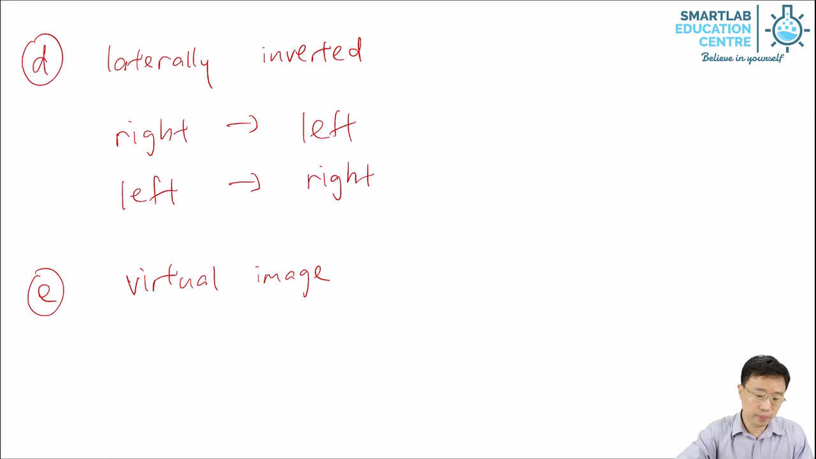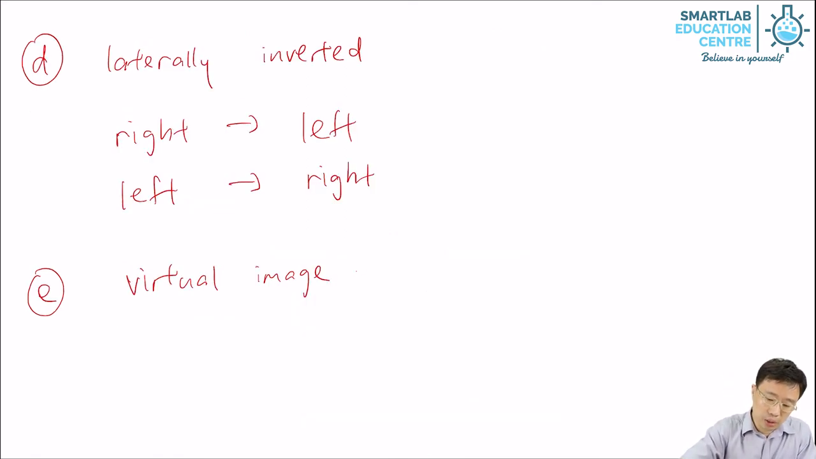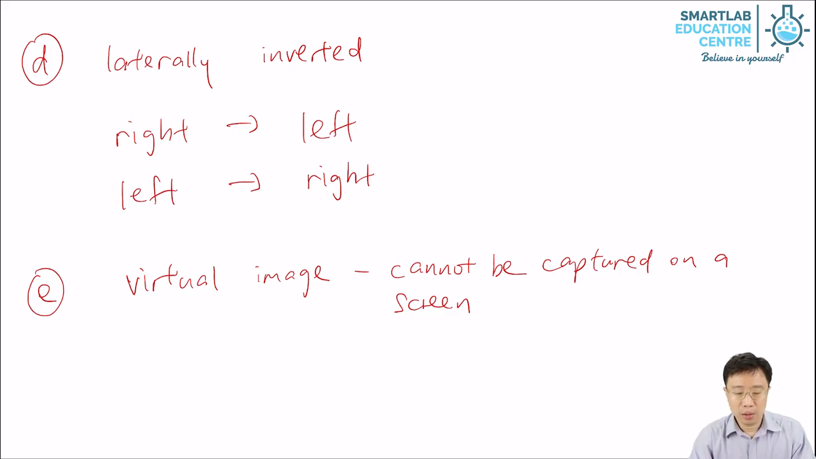So what is a virtual image? If you look at the previous page, the object is here, the image is here. If you draw a dotted line, you put a screen here where the image is supposed to be, you will not see anything on the screen. That is because the image cannot be captured on the screen. This is what a virtual image is. A virtual image cannot be captured on a screen. This is in contrast with a real image that can be captured on screen. All mirror images are virtual images.